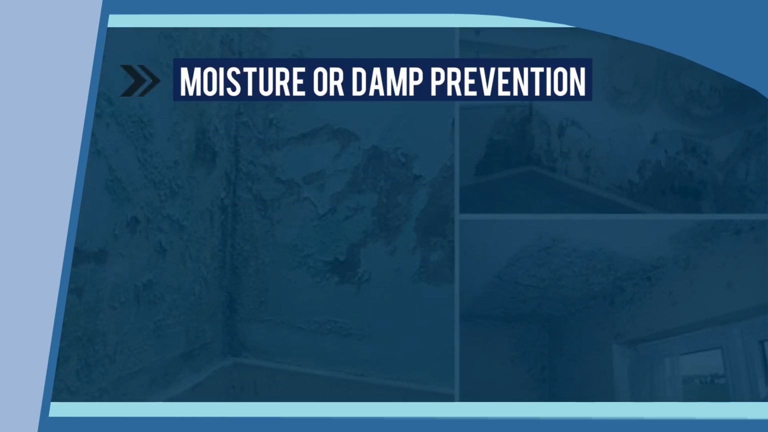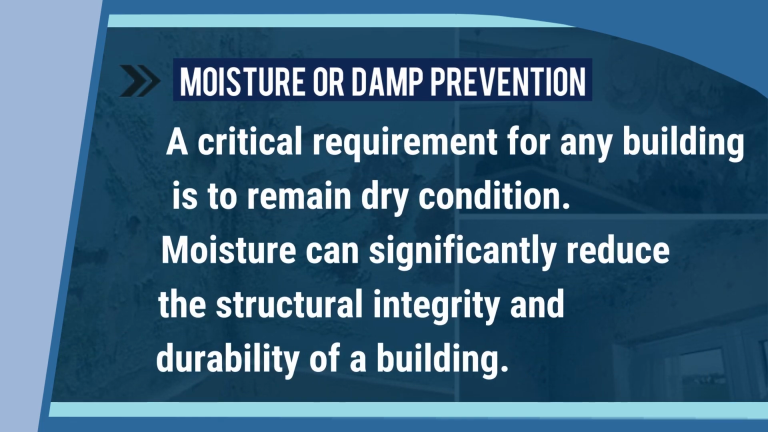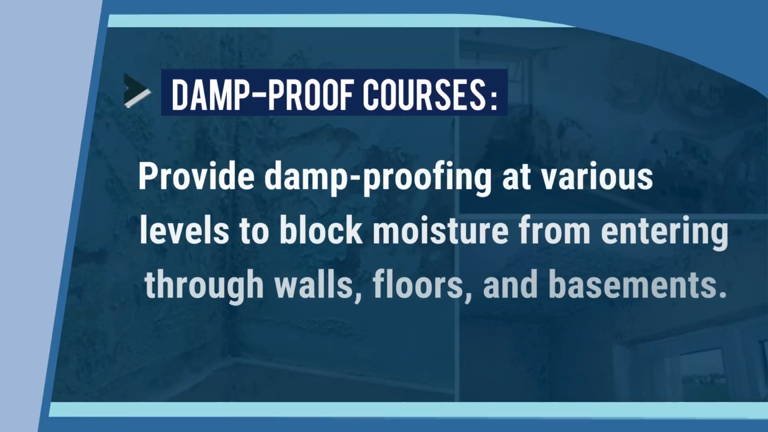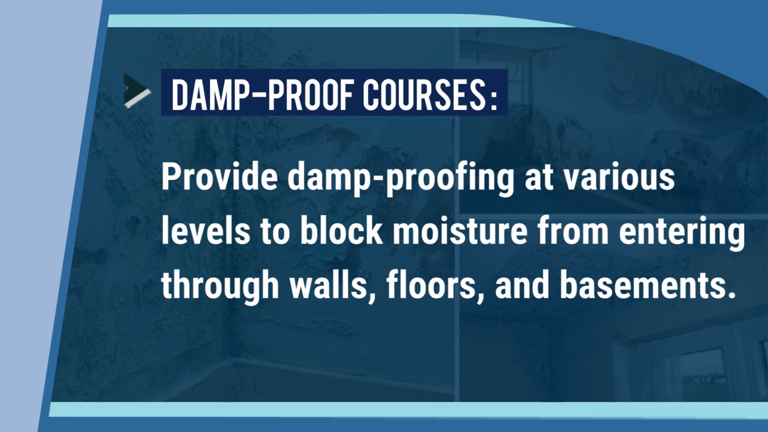Then the moisture or damp prevention. A critical requirement for any building is to remain in dry condition. Moisture can significantly reduce the structural integrity and durability of a building. To prevent moisture ingress, we must provide damp proof courses: provide damp proofing at various levels to block moisture from entering the walls through walls, floors and basements.